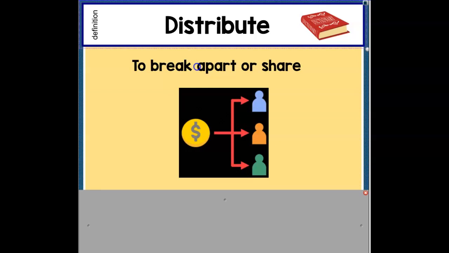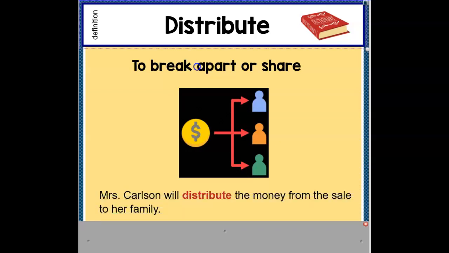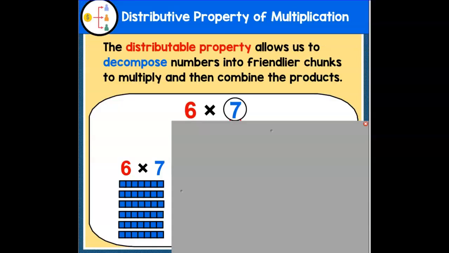I could distribute money to my family. So Mrs. Carlson will distribute the money from the sales to her family. I might distribute the papers to each of you or hand them out so that you each get one. But when you distribute, you break something apart or you share it. So in math, the distributive property only works for multiplication. So this one, there is no addition example as well. It only works for multiplication.